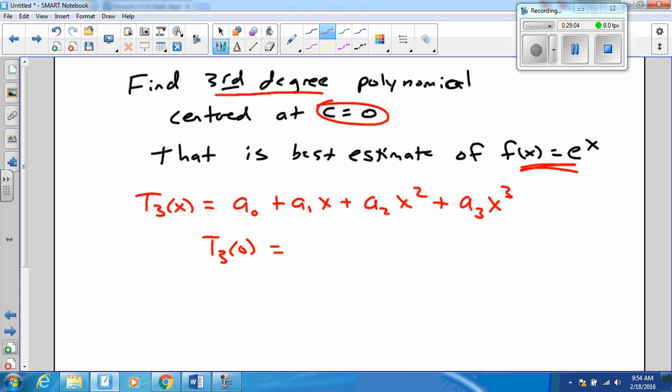Let's compute, first of all, t3 of 0. When we do, something lovely happens. What do I get for t3 of 0? I get a0, because all of the other terms drop out. And I require that t3 of 0 has to equal f of 0, which is 1. So, I have found my first coefficient. a0 will be 1.